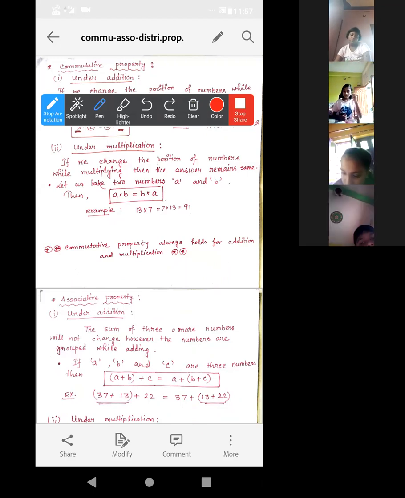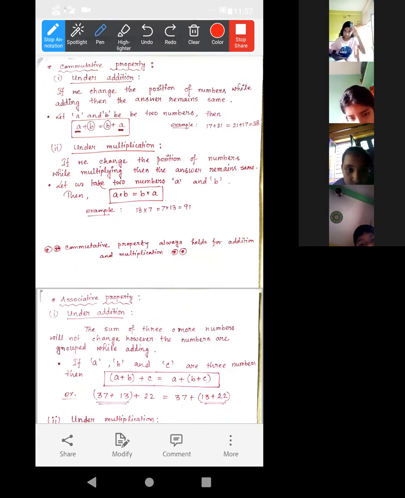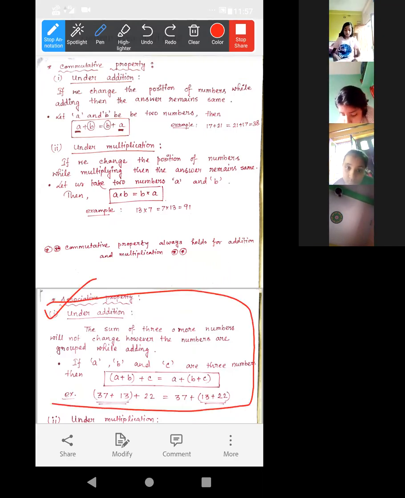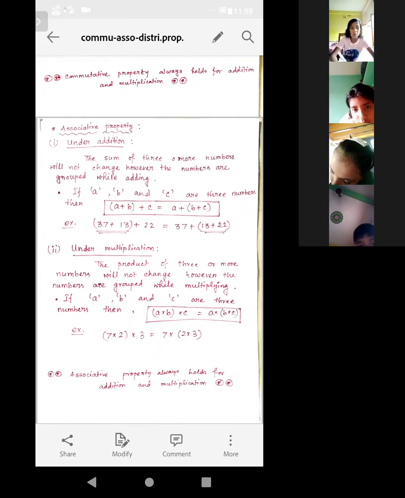Acha. Now, if you have written up to this, then associative property under addition, only up to this one, not under multiplication. Acha, I am moving to the next one. I think all of you have written. So, let me move to the next one. Acha, at first, let me confirm it. All of you have completed the commutative property under addition. Shake your head.